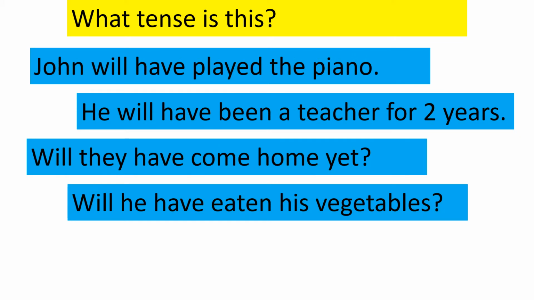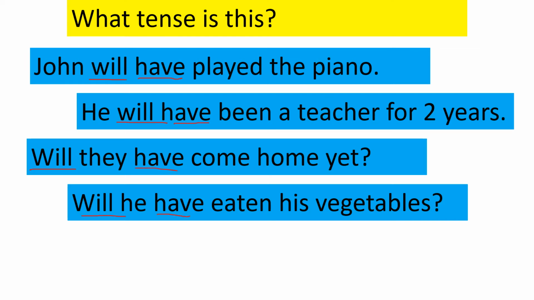Okay, what tense is this? John will have played the piano. He will have been a teacher for 2 years. Will they have come home yet? Will he have eaten his vegetables? Now again, you'll notice that there are two words that repeat every single time. It is will, have there. Okay, again, will, have, again, will, have, and will, have.